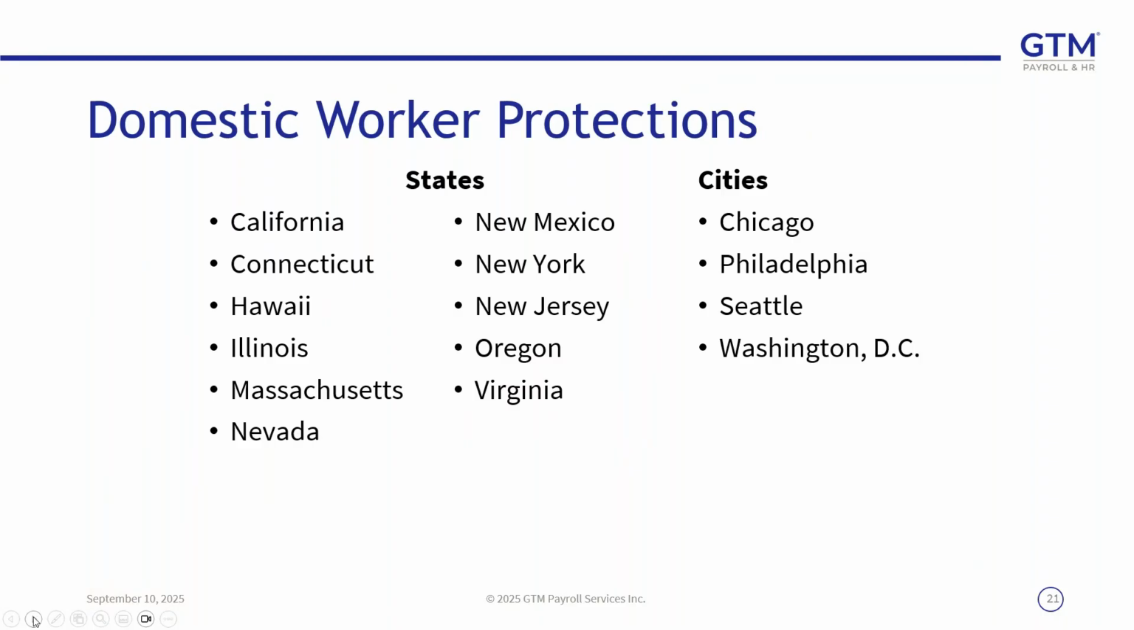If you have clients with household employees in any of the states or cities with domestic worker protections, you'll want to familiarize yourself with these obligations. The first Domestic Workers Bill of Rights took effect in New York in 2010, and since then, several other states and the cities of Chicago, Philadelphia, Seattle, and Washington, D.C. have enacted similar laws to grant basic labor protections to household employees. As a heads up, domestic worker protection legislation is working its way through the state legislature in Washington, so we're keeping a close eye on that.